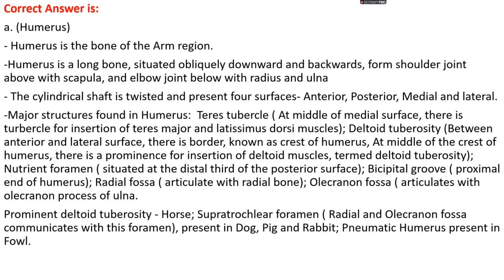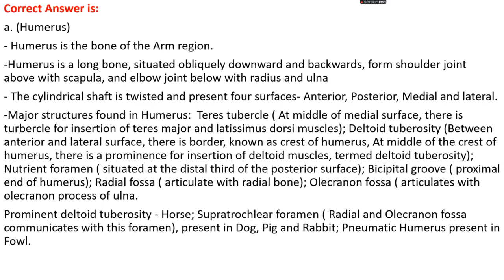Okay, and the bicipital groove is located at the proximal end of the humerus, and the radial fossa, olecranon fossa, and olecranon process are located at the distal end of the humerus.